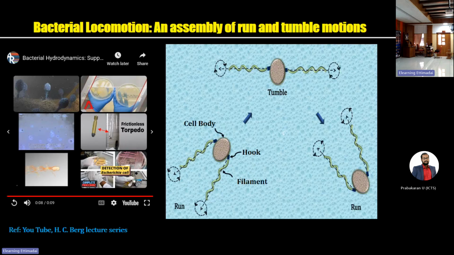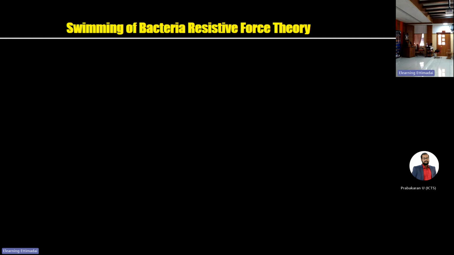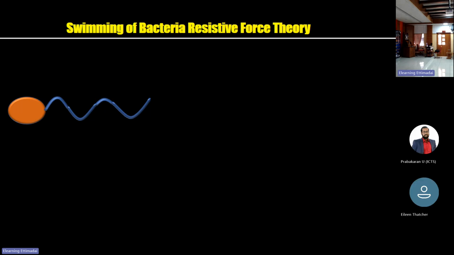So this is the cell body. Now I am coming to the concept of swimming of bacteria. You can explain it with the resistive force theory of hydrodynamics. I am coming to the mathematics. See, this is a monoflagellated system. Only one flagellum, for simplicity. Now, this is the cell body, this is the helical filament, and now it is rotating.